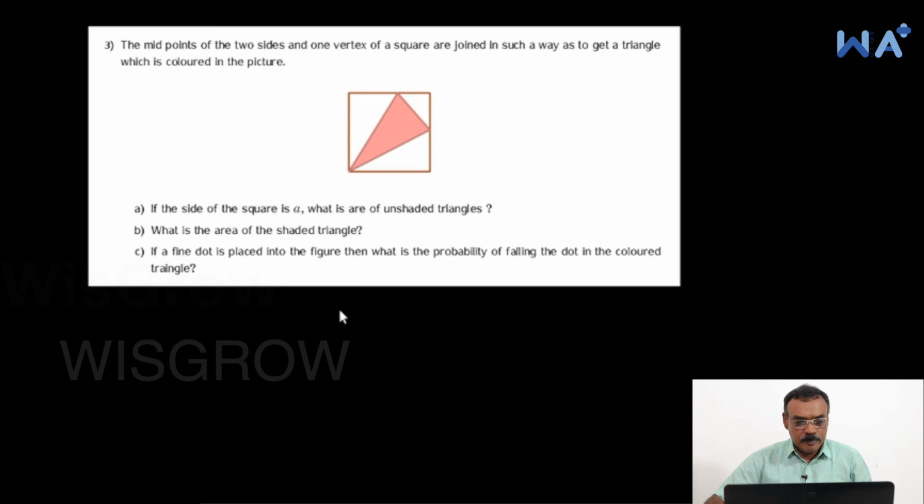മൂന്നാമത്തെ ചോദ്യം ഇങ്ങനെ വരുന്നു. ഓക്കെ, the midpoints of the sides, midpoints of the two sides of the square, ഇത് രണ്ടുമാണ് midpoint of the two sides. ഇത് രണ്ടും, ഈ രണ്ടുമാണ് മിഡ് പോയിൻ്റ്. ഓക്കെ, ഈ 2 പോയിന്റുകളാണ് മിഡ് പോയിൻ്റ് ഓഫ് ദ ടു സൈഡ്സ്. ആൻഡ് വൺ വെർട്ടെക്സ് ആർ ജോയിൻഡ് ടു മേക്ക് എ ട്രയാങ്കിൾ ആൻഡ് ഇറ്റ് ഈസ് കളേർഡ്.